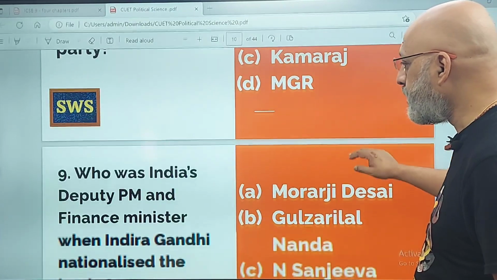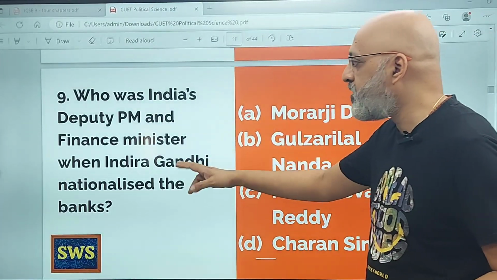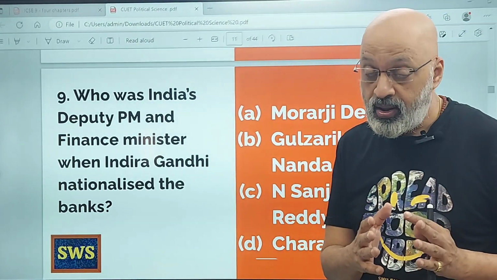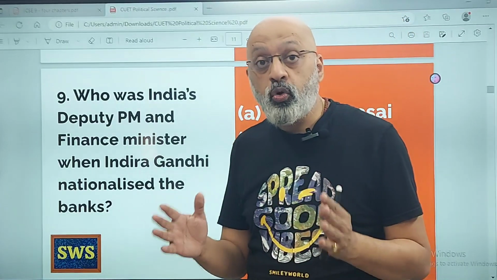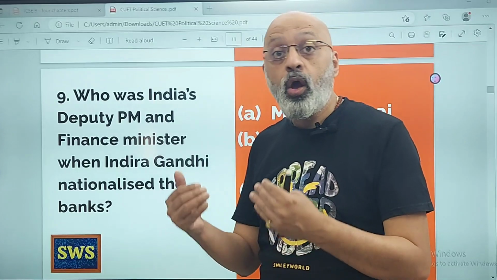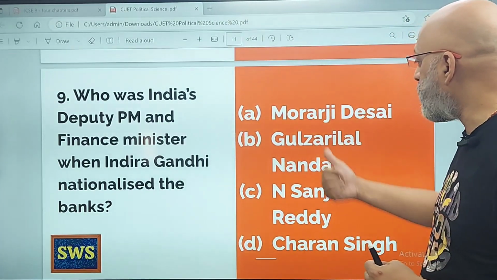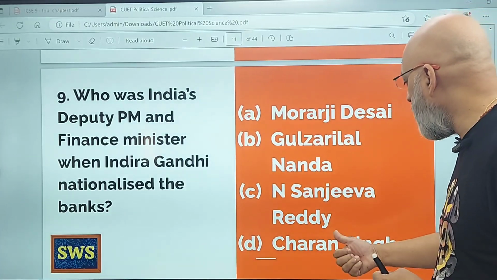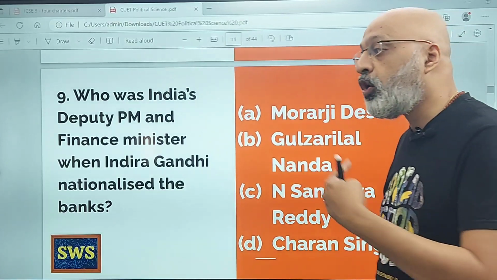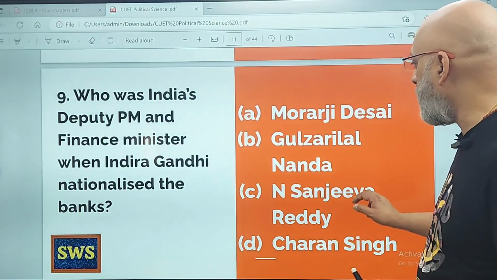Who was India's deputy prime minister and finance minister when Indira Gandhi nationalized the banks in 1969? Morarji Desai, Gulzari Lal Nanda, Sanjeeva Reddy, or Charan Singh? The correct answer is Morarji Desai, who went on to become the prime minister in 1977 during the Janata Party rule.